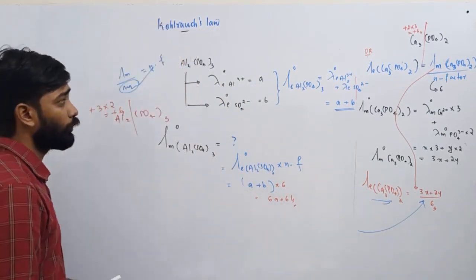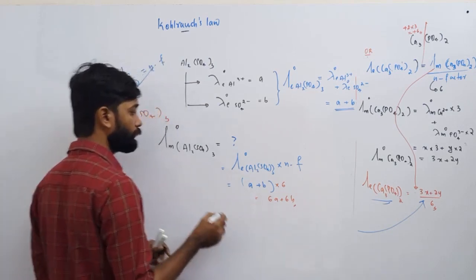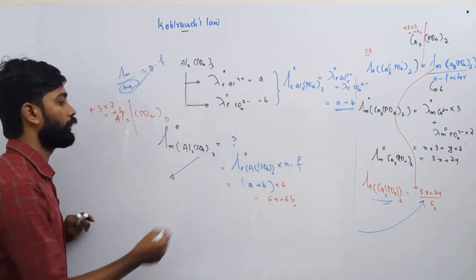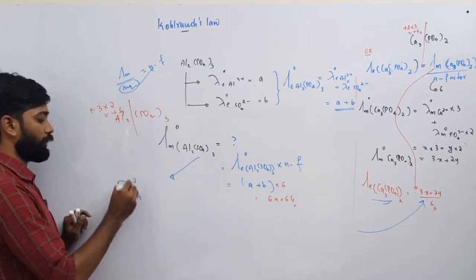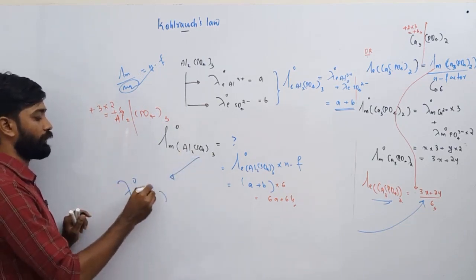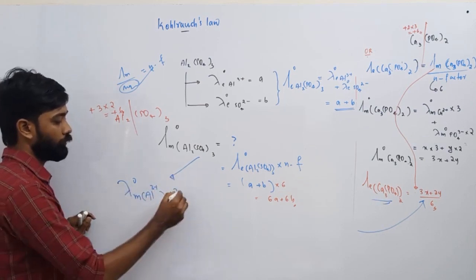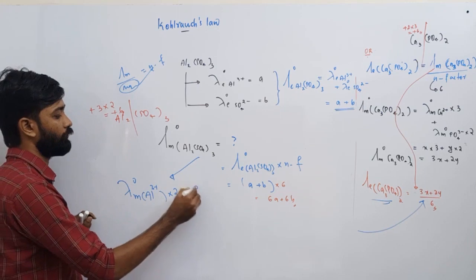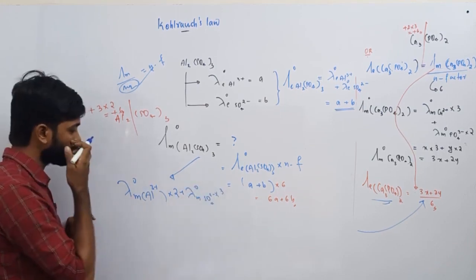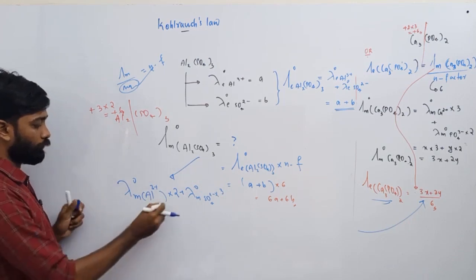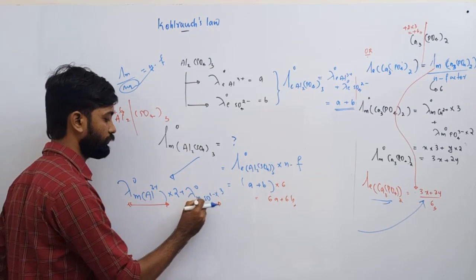Or we can also do it in another fashion. How can we do this question? Molar conductivities are asked, so what is the expression? Limiting molar conductivity of Al3+ into the number of Al, which is 2, plus limiting molar conductivity of SO4 2- into the number of SO4 2-, which is 3. But I want to find this value in the question.